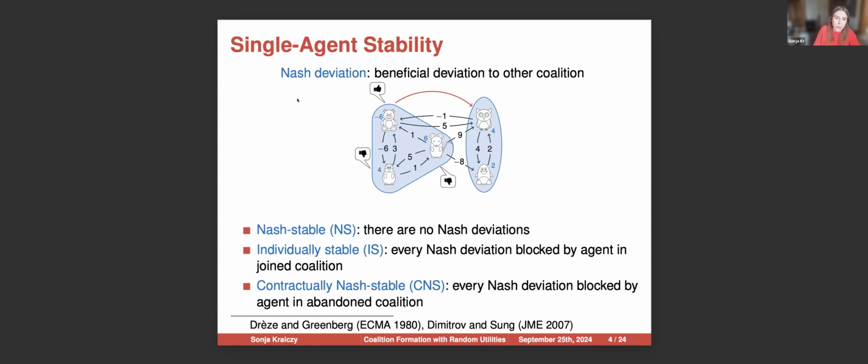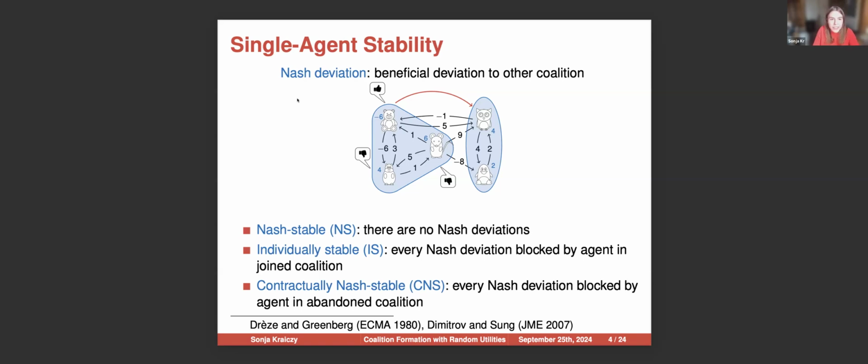So in general, you will block an agent from leaving if you want them to stay, right? You have positive utility for them. So now we have these 3 single agent stability notions, and the latter 2 are weaker. They allow for some Nash deviations to exist, but with the caveat that something will prevent them from happening in practice, because the agents in the coalition that they want to deviate to will block, or the coalition they want to leave will block.